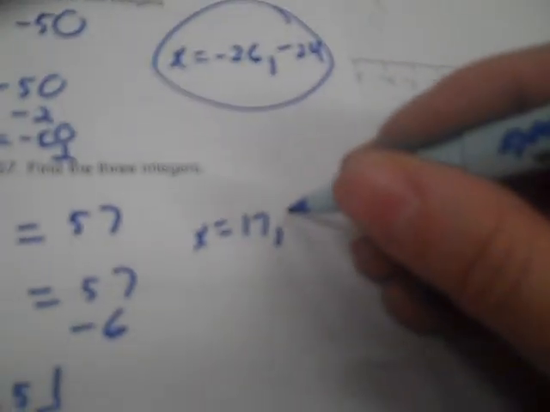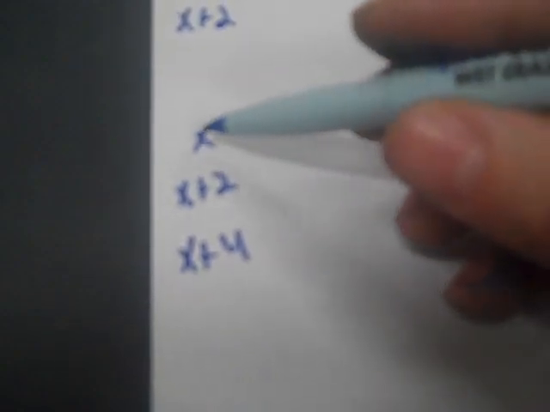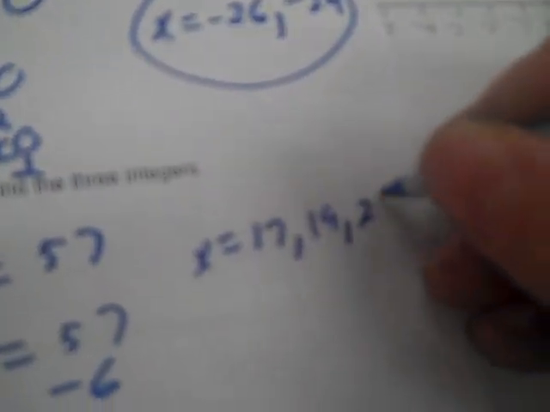Now, I take 17 plus 2, now I'm at 19. Then I take 17 plus 4, okay, because x is 17. 17 plus 2 is 19. 17 plus 4 is 21. Now add those together, see if they add up to 57. Yup.